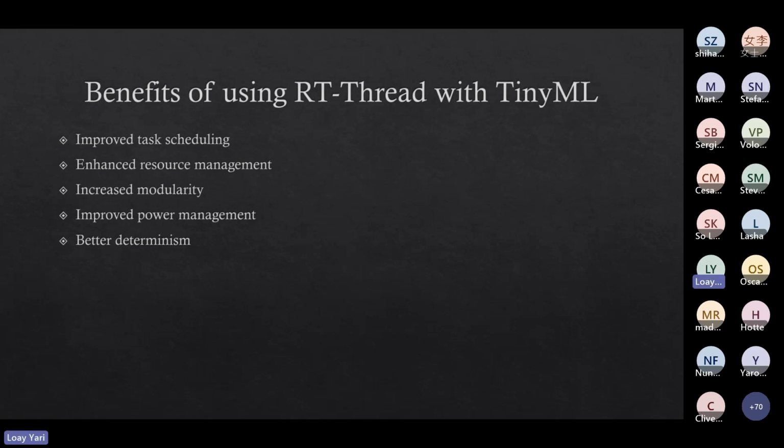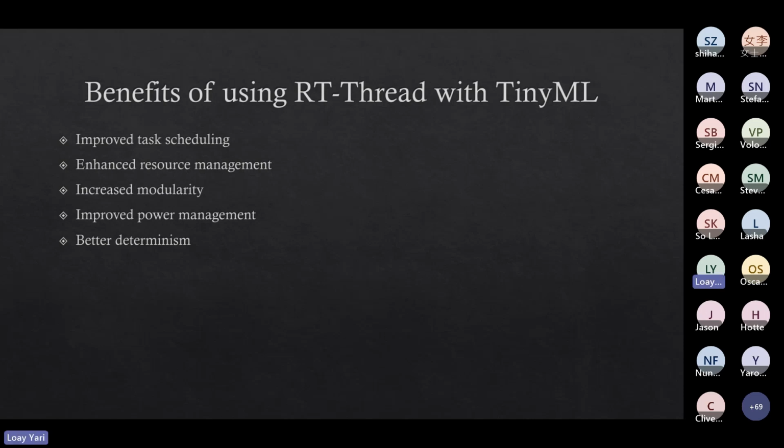What we can gain from using both RT-Thread and TinyML is improved task scheduling. In RT-Thread or a similar RTOS, there is a built-in scheduler to manage different tasks. This enables more efficient task scheduling than would typically be possible on bare metal systems, leading to improved performance. It also provides real-time scheduling, which ensures tasks with high priority are given access to the CPU as soon as they are ready to execute.